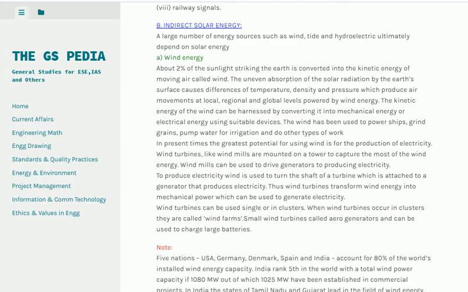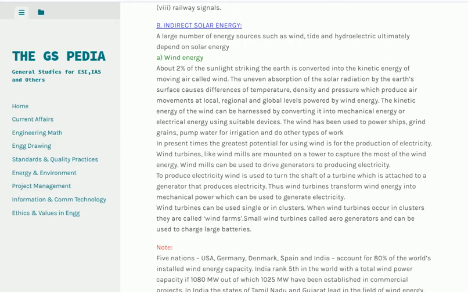The kinetic energy of the wind can be harnessed by converting it into mechanical energy or electrical energy using suitable devices. The wind has been used to power ships, grind grains, pump water for irrigation, and do other types of work. In present times, the greatest potential for using wind is for the production of electricity.